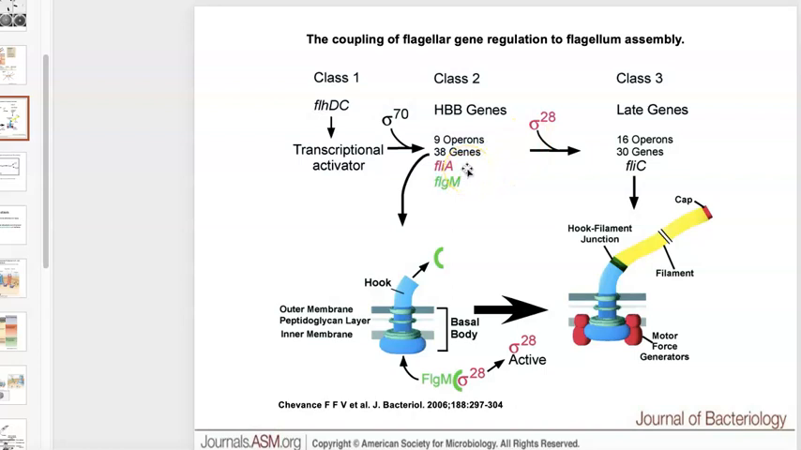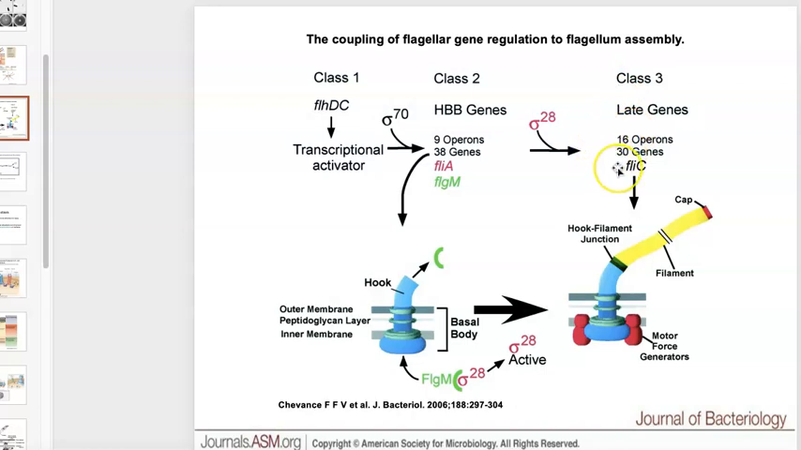One of the things that's made in this particular class 2 set is FliA, which is called sigma 28, as you see here. They're color coded as well, and FlgM, which is an anti-sigma factor. And so, as you can see, FlgM will bind to sigma 28 and keep it silent. And then, when the time comes, FlgM will release from sigma 28 and actually be secreted by that type 3 secretion system. And when that happens, sigma 28 is free to join forces with RNA polymerase and activate the class 3 genes. And so the class 3 genes are 16 operons comprising 30 genes.